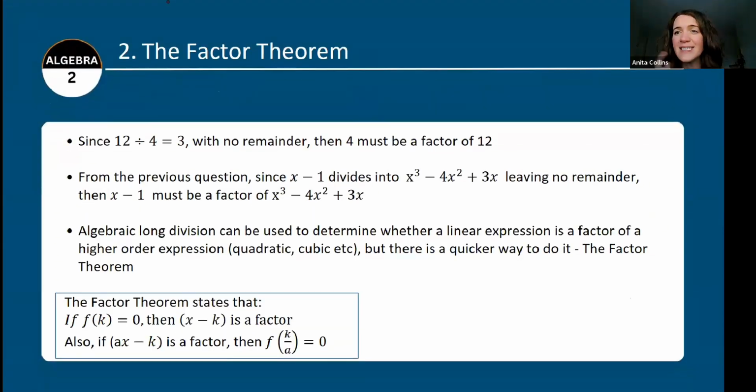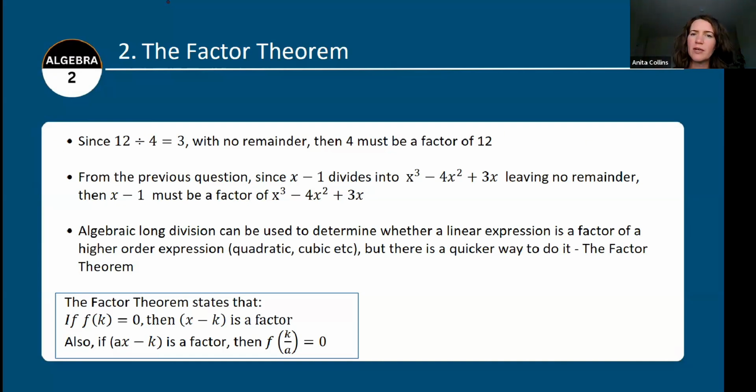Okay, second part of this lesson is the factor theorem. Now, I said the factor theorem was a nice little shortcut for the algebraic long division. Let's have a quick look at the theory before we get into it. If 12 divided by 4 is 3 with no remainders, then we know that 4 is a factor of 12. It divides into it nicely and evenly, nothing left over.